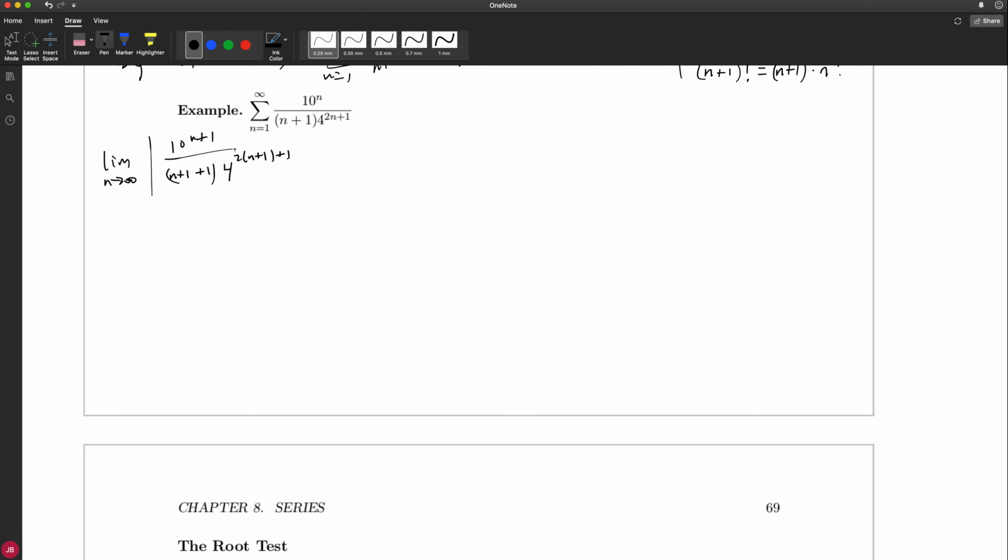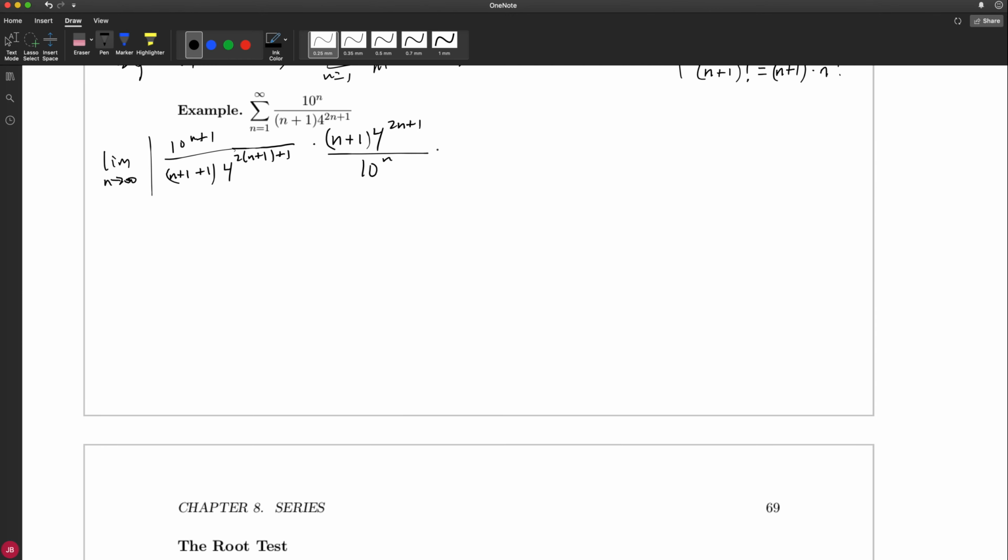Okay, so this is what you get when you plug in n plus 1, right? You get 10 to the n plus 1, (n plus 1) plus 1, 4 to the 2 times, and now parentheses, right? (n plus 1) plus 1. And now flip and multiply just what you see here without the summation, just the summand, right? So we're essentially using exactly what we see.